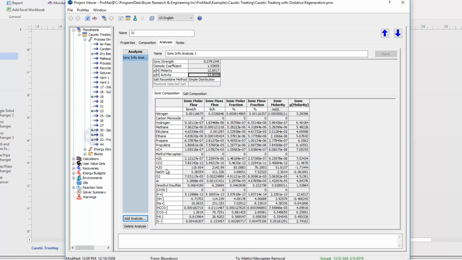There is one other option up above, this salt recombine method. The simple distribution is going to distribute these out to all the different types of salts. There is a user-selected salt option, so if you have a lot of different salts that could form, and you have one specific salt that you expect to be maximized, you can choose this user-selected salt and then choose which salt it is that you're expecting to form. So it's a pretty simple analysis, and I hope that helps.